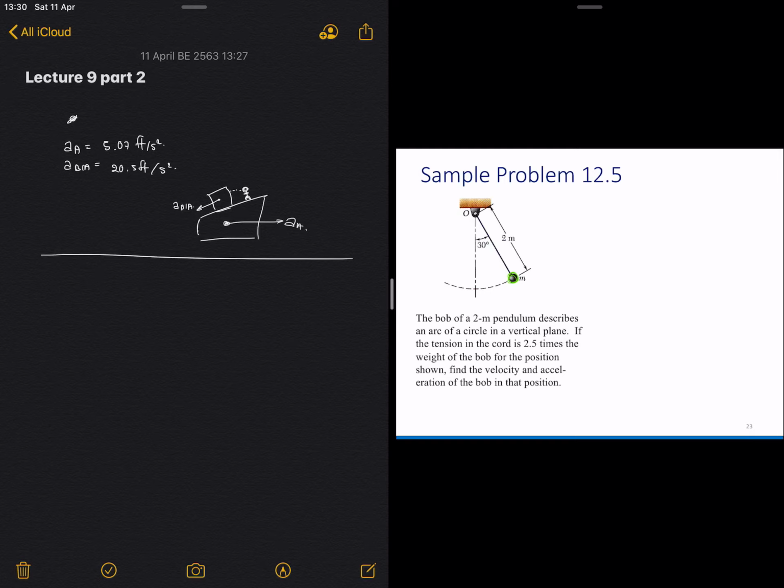And if the tension on the cord is, okay, the tension on the cord is 2.5 times weight, mean the tension here is T equal to 2.5 mg. Okay, and then the weight of the ball and the position shown, and find the velocity and acceleration of the ball in that positions. So let's see.